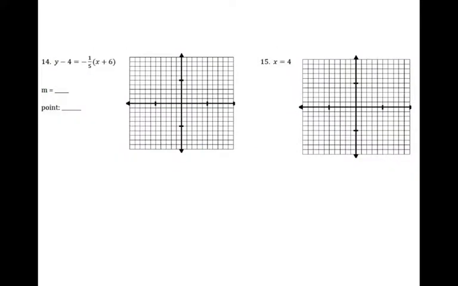Okay, number 14. So 14 is not in slope-intercept form, it is in point-slope form. So in order to graph in point-slope form, I need to start by identifying my slope, which is still the number in front of x. In this scenario, it's the number in front of your parentheses, so -1/5. And my point, I'm going to pull out from the equation. Now, when you're pulling it out from the equation, you always want to take the opposite. So instead of having a +6, I'm going to change that to a -6. And instead of having a -4, I'm going to change that to a +4.